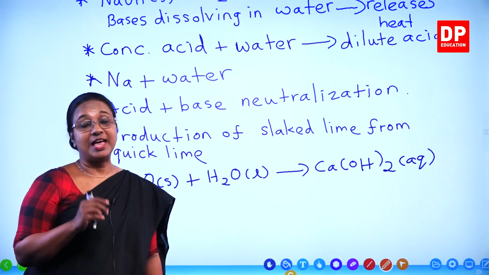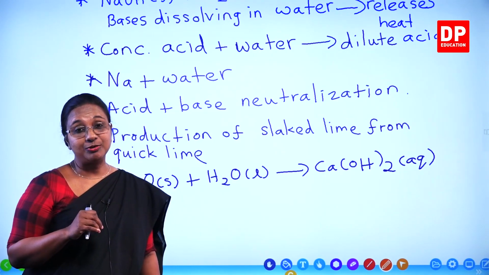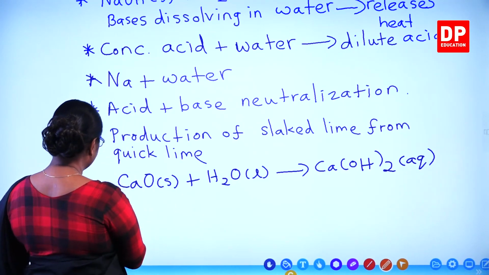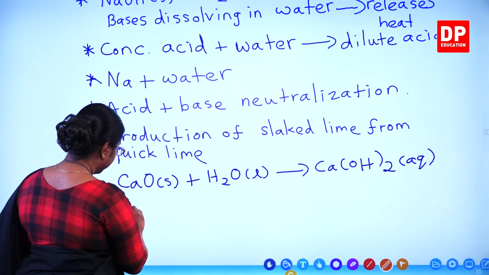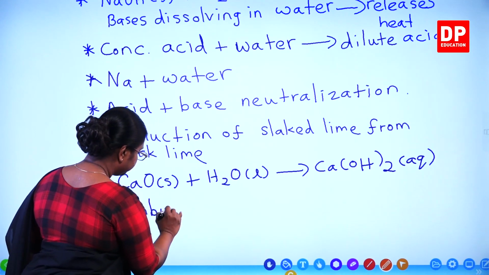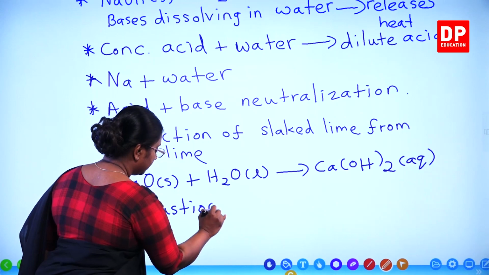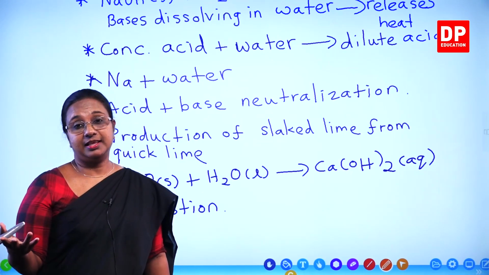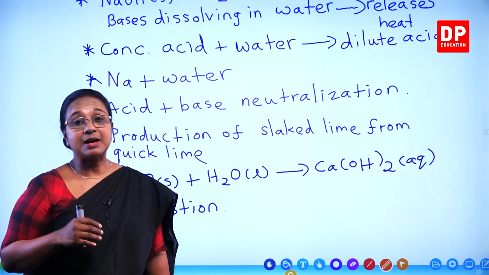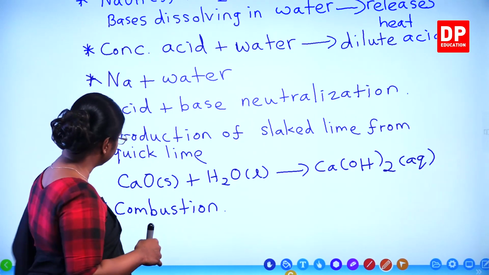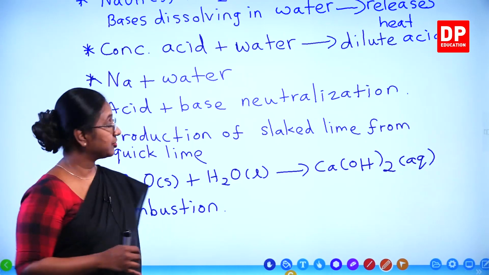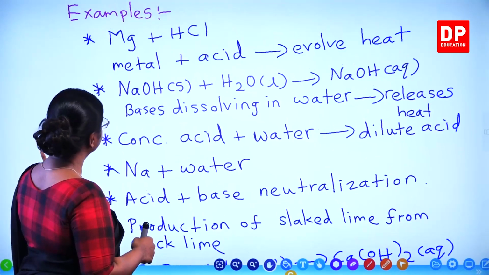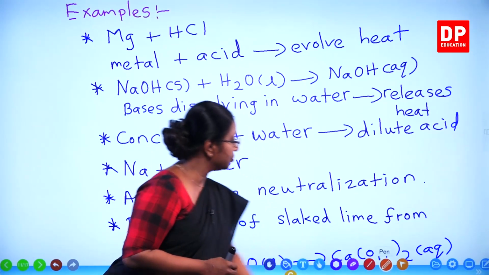There's one more that we use in our day-to-day life. Combustion of substances. That is also an exothermic reaction. Combustion of fuels, combustion of paper, anything. Wherever we burn something, there is heat evolved. So that is also an exothermic reaction. So these are all chemical changes or chemical reactions that are exothermic.